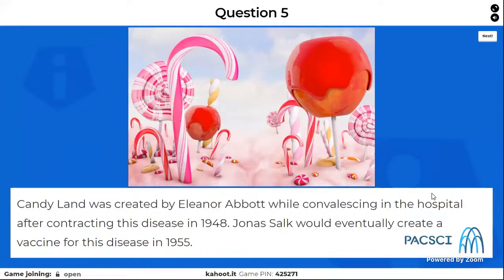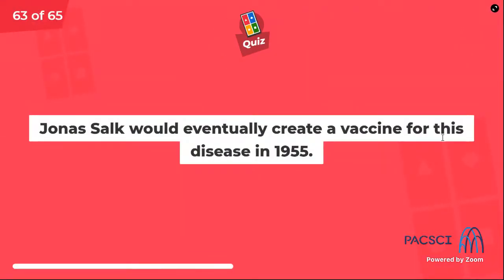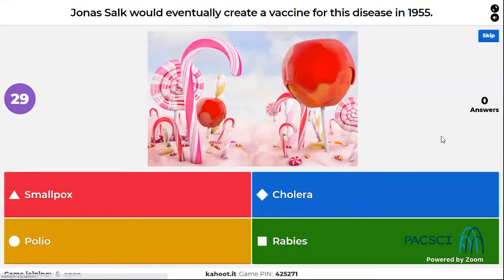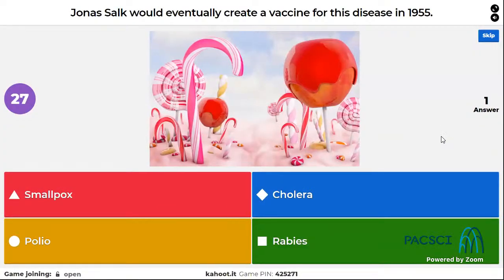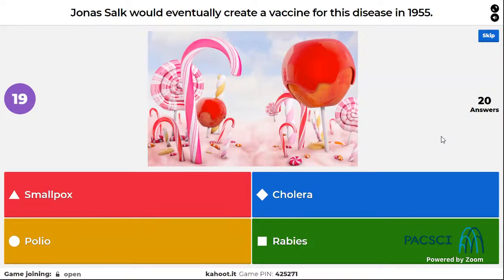This comes to us from our partners, Ravensburger. Candyland was created by Eleanor Abbott while convalescing in the hospital after contracting a disease in 1948. Jonas Salk would eventually create a vaccine for this disease in 1955. So what was the disease that Jonas Salk created a vaccine for? Smallpox, cholera, polio, or rabies?